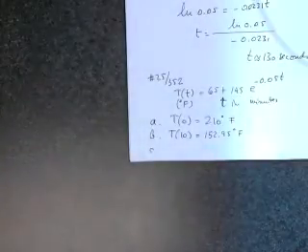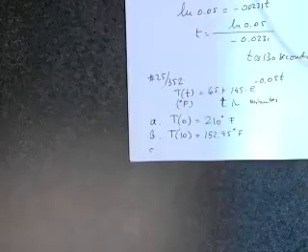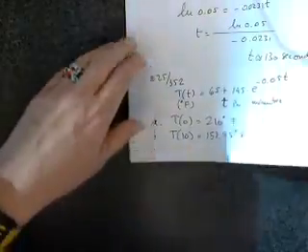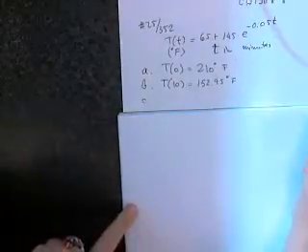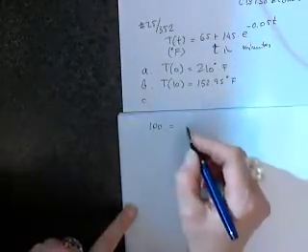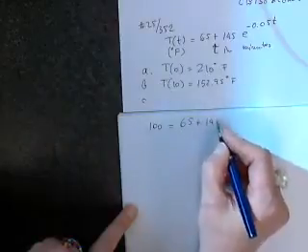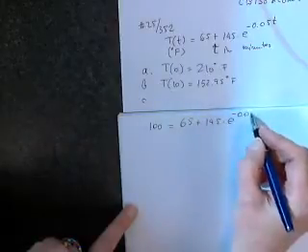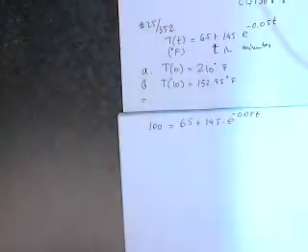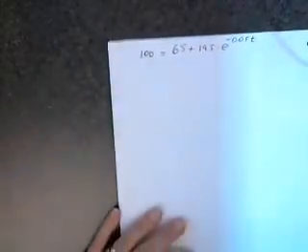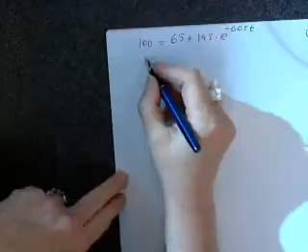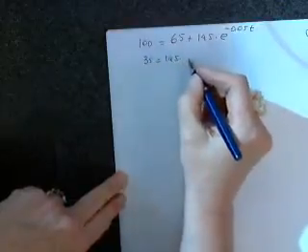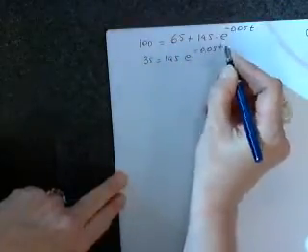Part C. After how long will the temperature be 100 degrees Fahrenheit? What am I asked to do now? Replace your temperature with 100. Very good. So this is 65 plus 145 times e to the negative 0.05 t. What would you tell me to do first? Subtract 65. Good. So I get 35 equals 145 times e to the negative 0.05 t.